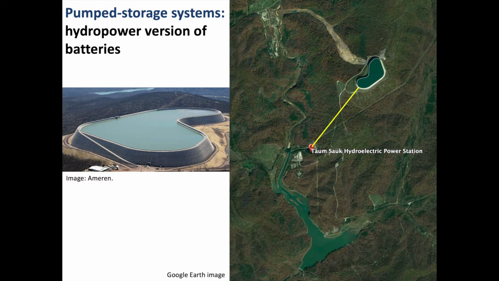One such system is shown here from the state of Missouri. The pumped storage reservoir, shown on the left, is located at the top of the mountain here. Water flows through a penstock, this yellow line, from the upper reservoir to the power station when electricity needs to be generated. Then, when demand is lower, water is pumped back up to the upper reservoir from the lower one, shown at the bottom of the image.